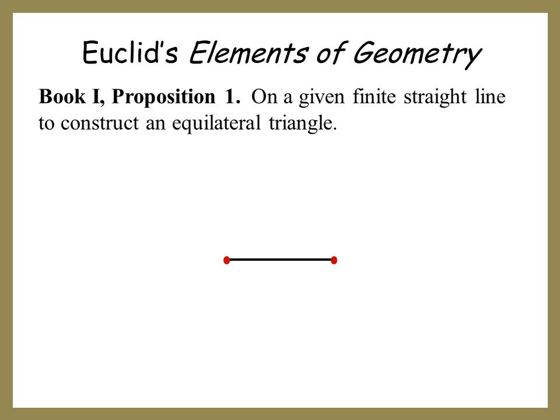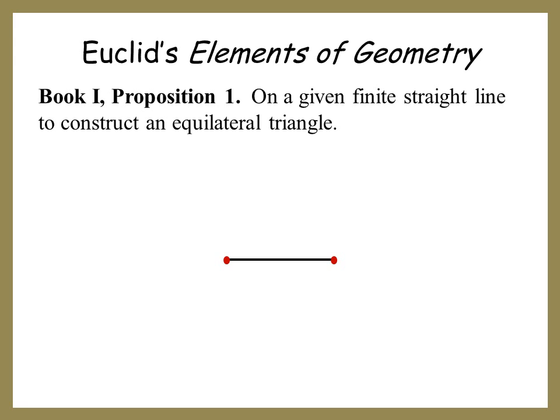Euclid's Elements of Geometry depends, philosophically at least, very heavily on the idea of compass and straightedge constructions. In fact, the very first result, Proposition 1 of Book 1, is a demonstration of the construction of an equilateral triangle using a compass and straightedge. The proposition states, on a given finite straight line, to construct an equilateral triangle. This is typical wording for a result in the Elements and reflects the idea that a geometric object does not exist unless it can be constructed.